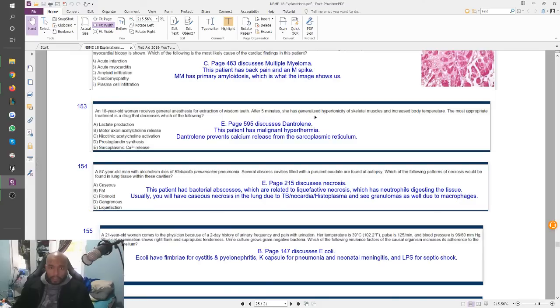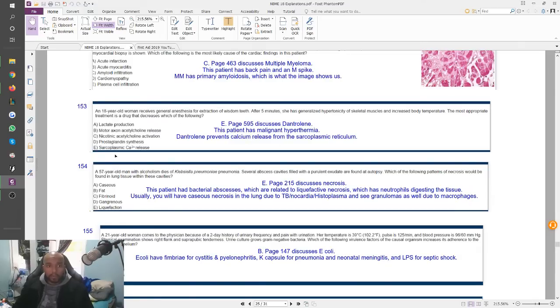After 5 minutes, she has generalized hypertonicity of skeletal muscles and increased body temperature. The most appropriate treatment is a drug that decreases, which is the following. So again, this is also a very easy, straightforward question. Anesthesia and then hypertonicity and increased temperature. That's pretty much directly talking about malignant hyperthermia, right? And you just need to give her dantrolene.